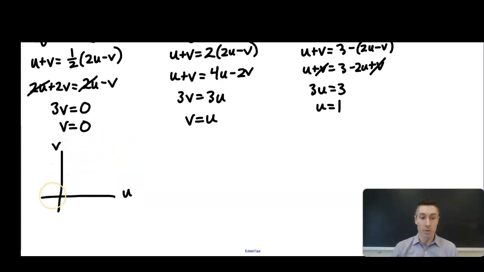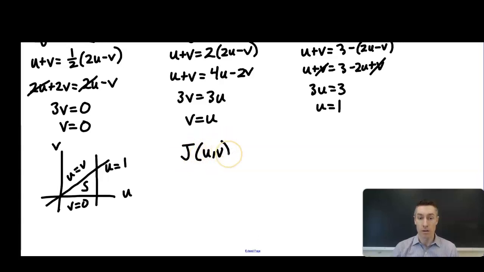we get v equals 0, we get u equals 1, v equals 0, and u equals v. So here is our region S in the UV plane. Next up, we need our Jacobian. So x and y are defined in terms of u and v, so our Jacobian is also in terms of u and v. And that's relevant because we will be dealing with inverse transformations as well.